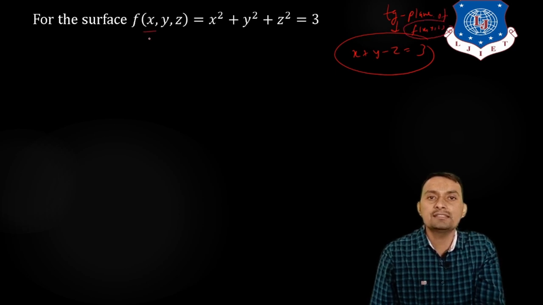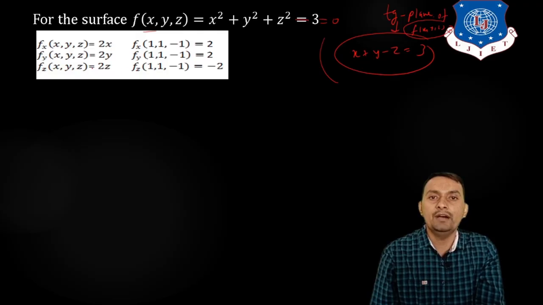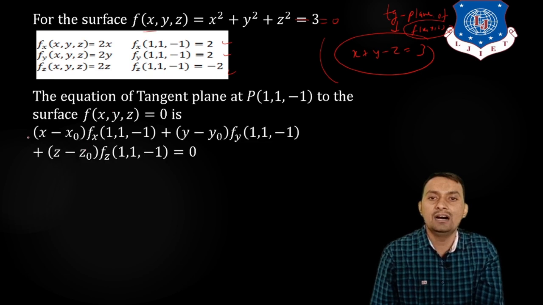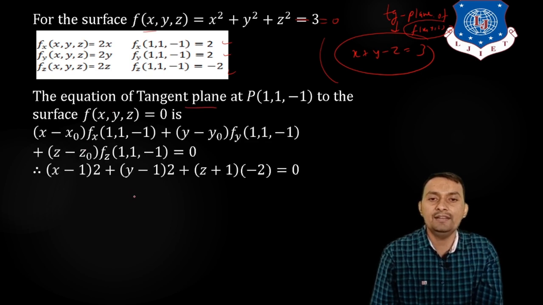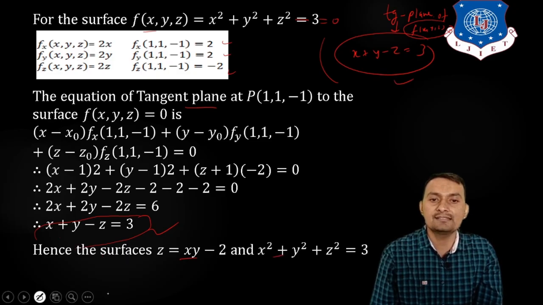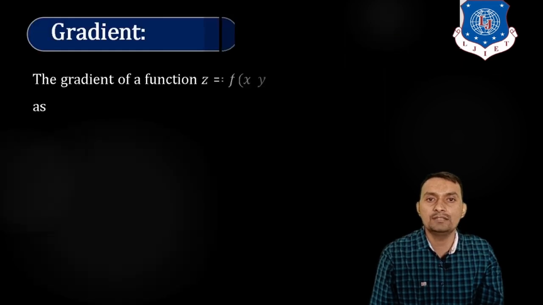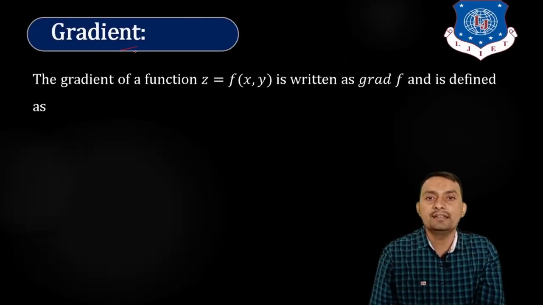So now we need to consider another surface, and that is x square plus y square plus z square minus 3 is equal to 0. Whenever you find f sub x, f sub y, f sub z at the particular point 1, 1, minus 1, and after that we put in the tangent plane and simplify, what we are going to get is x plus y minus z is equal to 3, and this is the same. That means we can say that both the surfaces have the same tangent plane at the particular point 1 comma 1 comma minus 1.